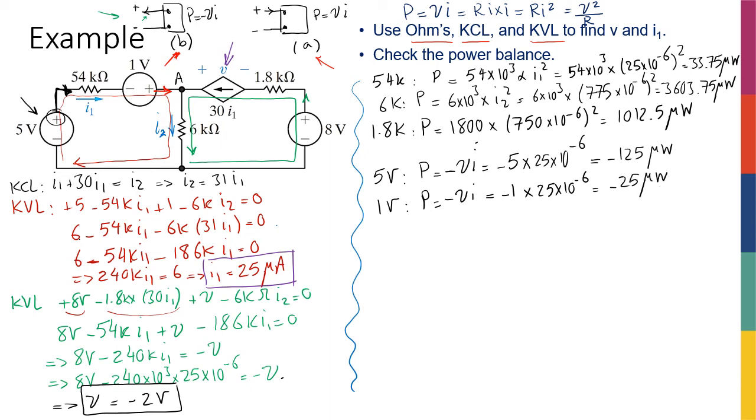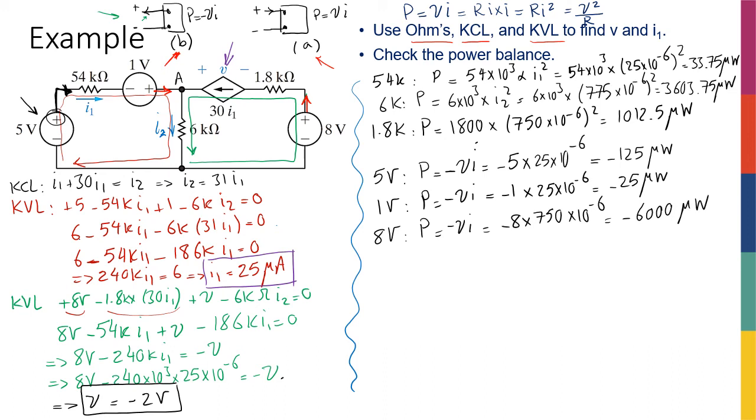Okay. Next is the 8 volt. So the 8 volt source, again, I can see that the current is coming out of the positive terminal. Again, I have P equal to negative VI. So it's going to be negative 8 times, and the current is 30 I1, so 30 times 25, that's 750 microamp. So it's going to be negative 6,000 microwatt.